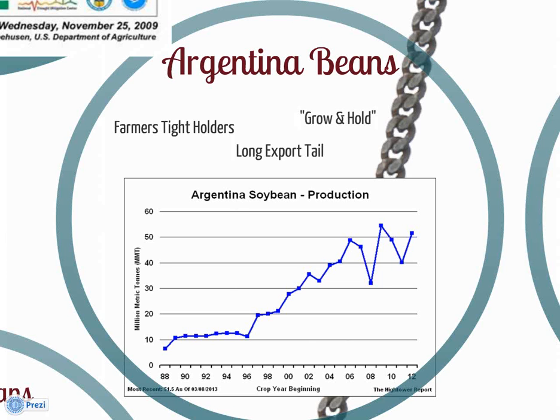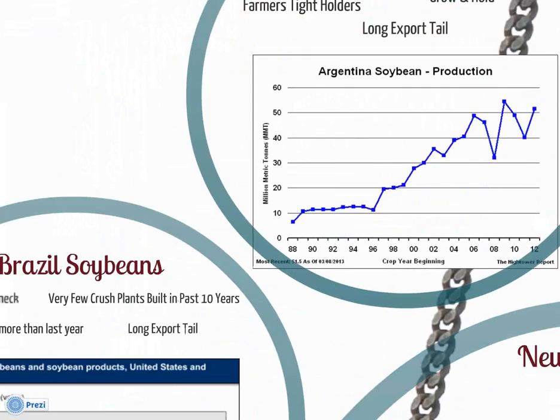So right now we have a situation in Argentina. It's called the grow and hold. They're worried about inflation. They're worried about the government. The taxes are high when they actually sell. And if they're worried about their local currency losing value, the best thing they can do is hold on to as much physical commodity as they can. So they're missing out on the high prices now. They're growing and holding, and it's going to add to this long export tail.